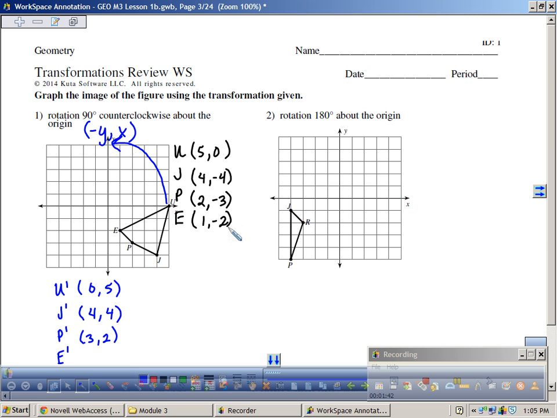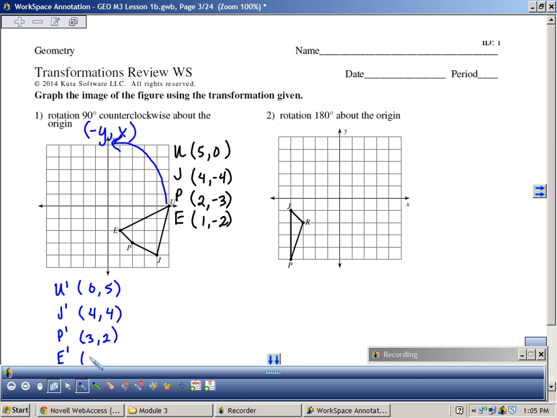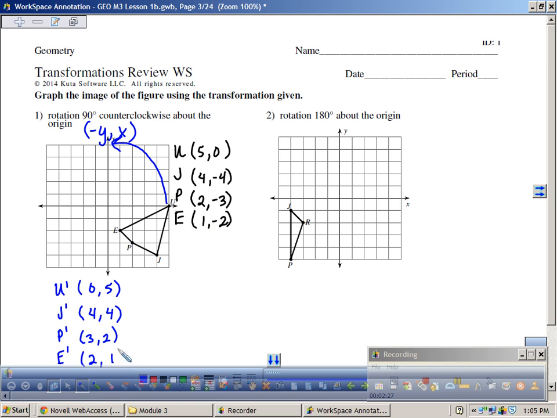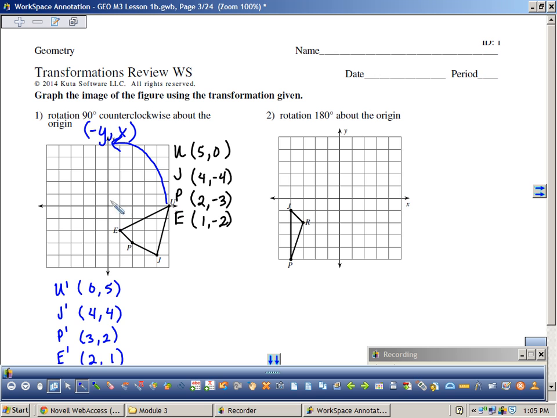It's now negative, so it's going to be positive 2, comma what? The 1, it just switches. 1. See it? So U's at 0, 5. 1, 2, 3, 4, 5. That's kind of confusing because I've got all this up here.